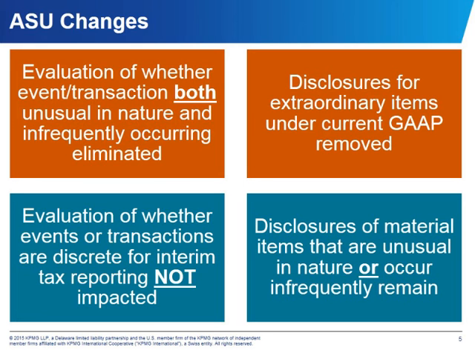It is important as well for entities to recognize that the ASU does not eliminate the requirement to exclude unusual or infrequently occurring items from the estimated annual effective tax rate for interim reporting purposes. More specifically, such items that are material and will be reported separately will continue to be treated as discrete items for interim reporting and will be excluded from the estimated annual effective tax rate applied to ordinary income.